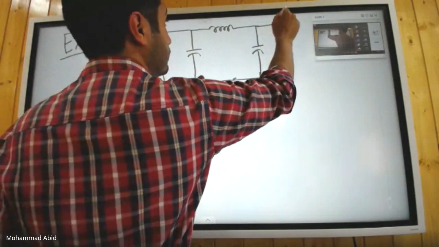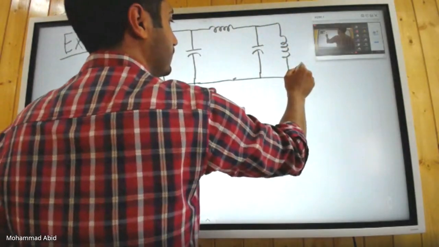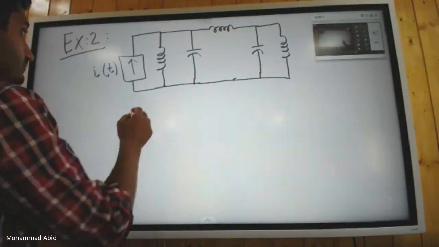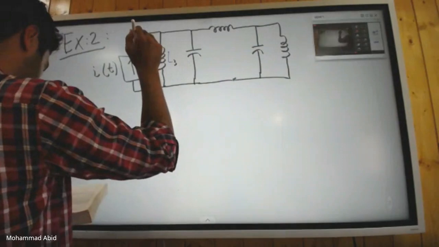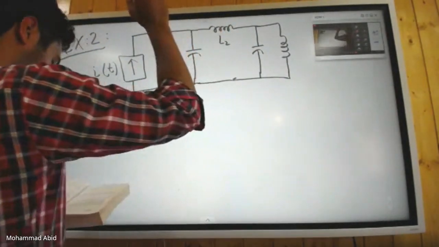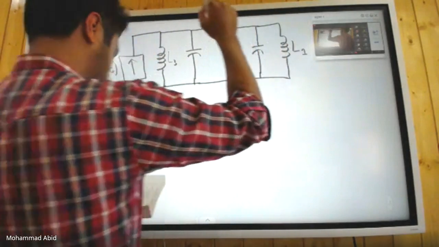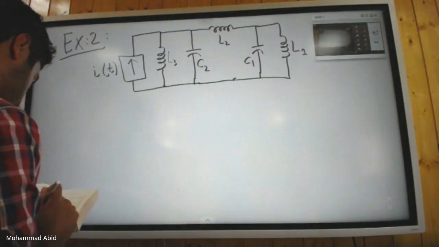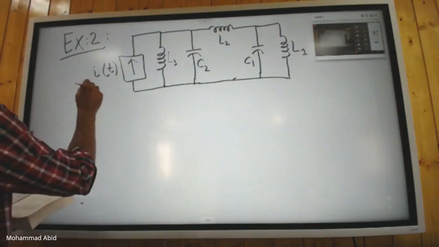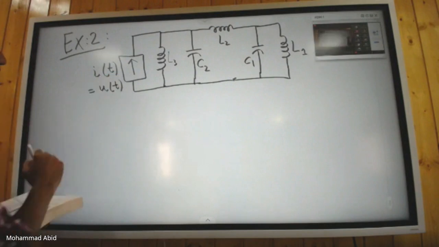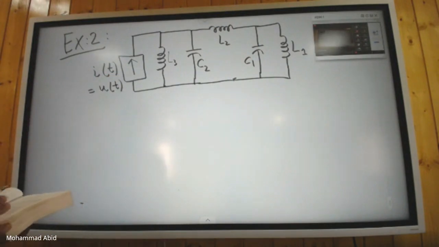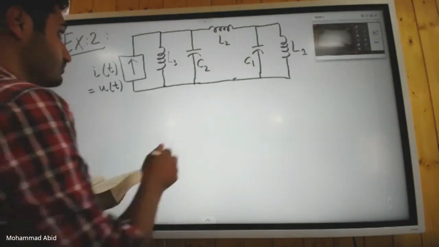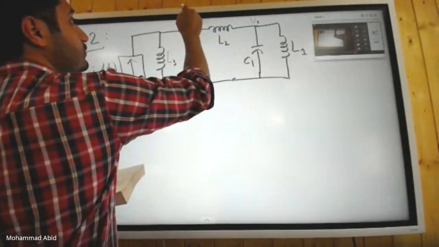This is also another example from the book. This is your L3, this is your L2, and this is your L1. This will be your C1 and this will be your C2. There's no resistor involved. This is your input, a single input again, and the output is measured across V1. This is your V1 voltage, and this is your V2 voltage.